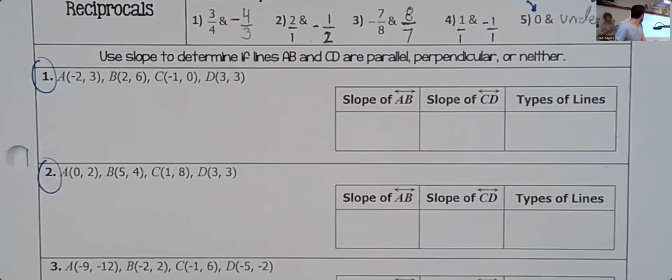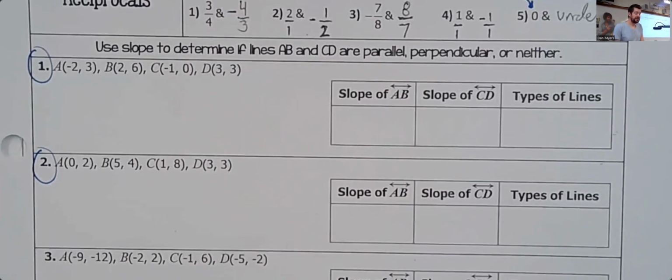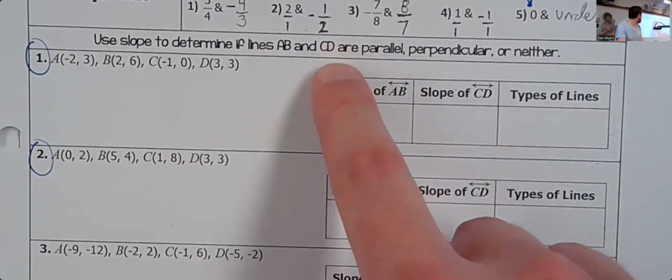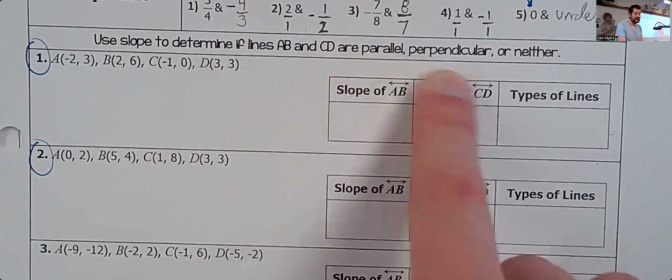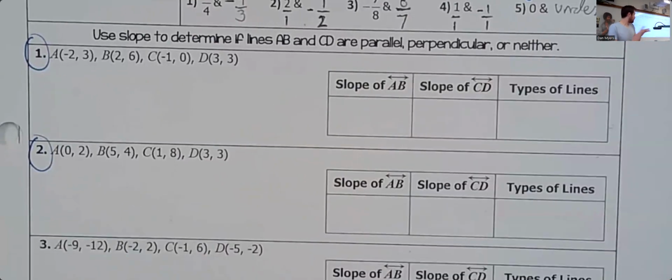All right, so what we have to do on every single one of these problems is figure out the slope between point A and point B, figure out the slope between point C and point D, and compare those slopes to determine if they are parallel, perpendicular, or potentially neither, meaning they're not the same and they're not opposite reciprocals. So let's have a look.